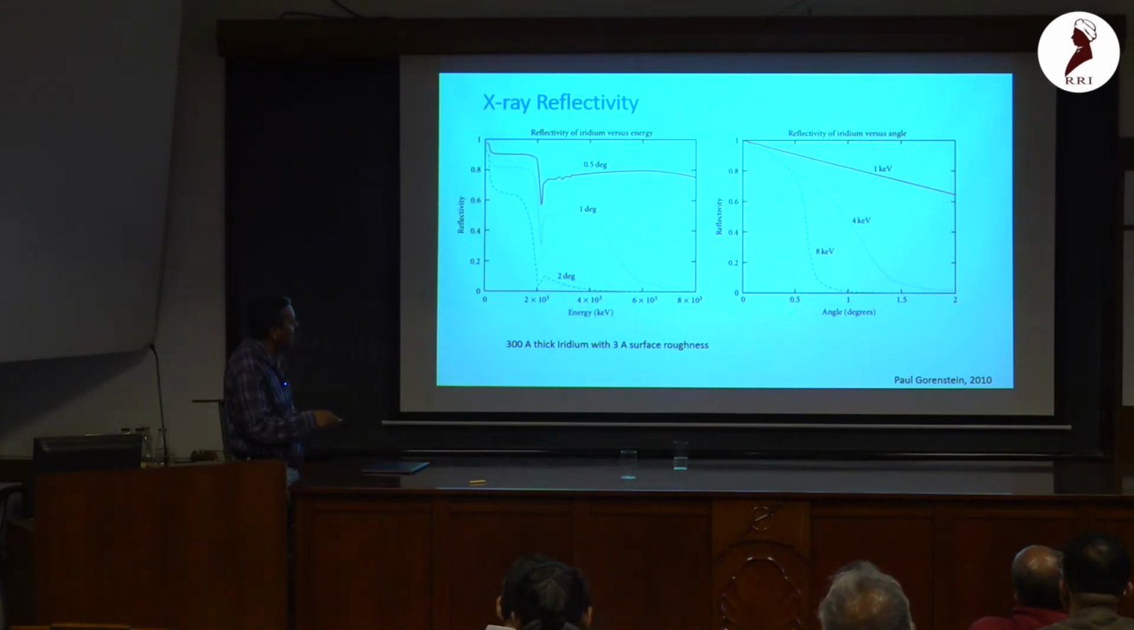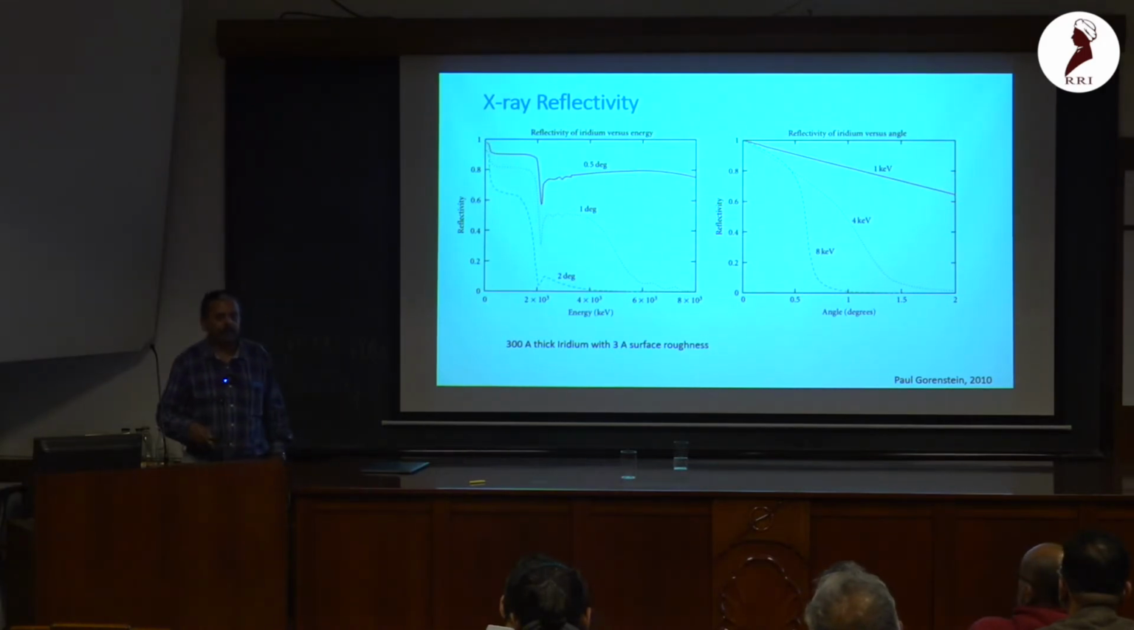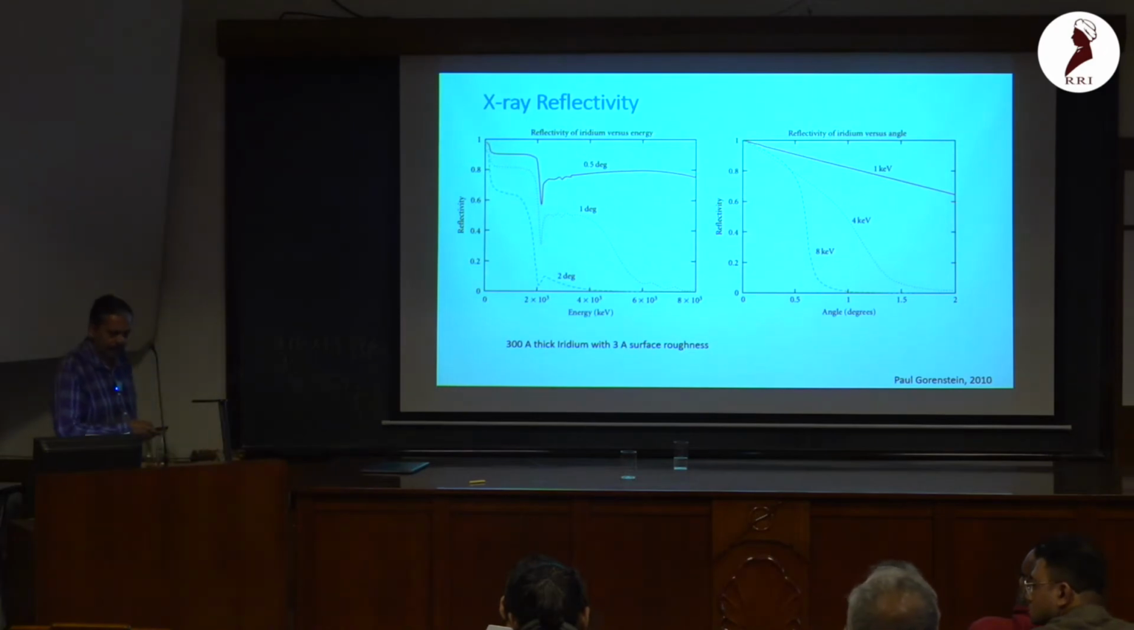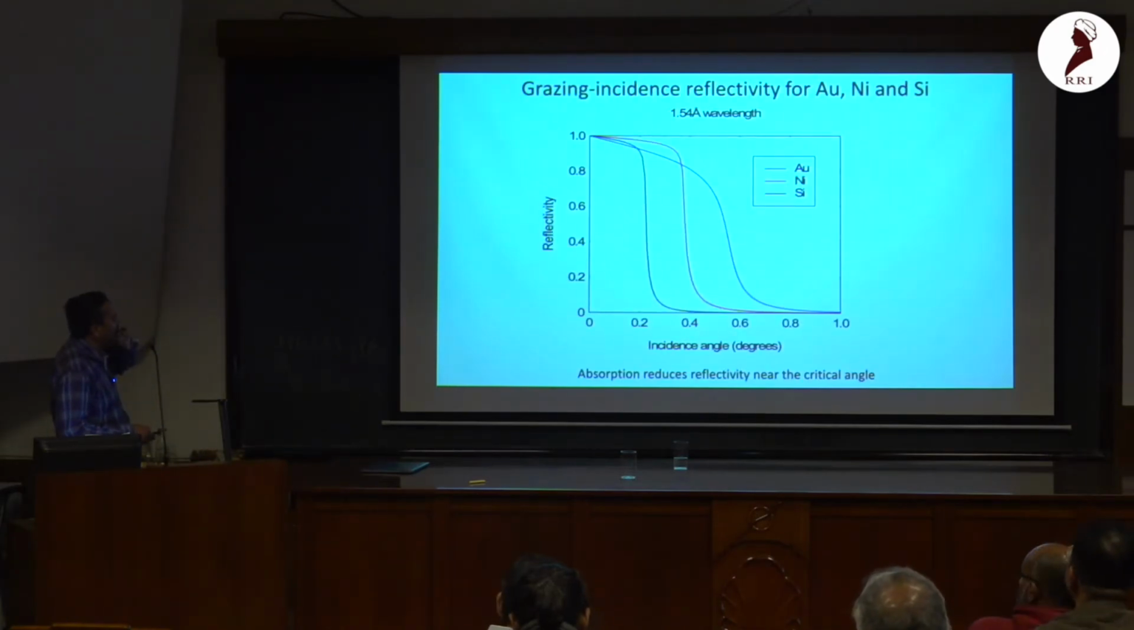Again, this is basically the same plot. It shows the angle. If you have a smaller angle, the reflectivity is much better. Okay, so the photon has to reflect at very, very small angles. Okay, so I will quickly run through these things.